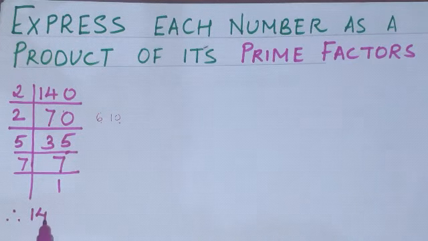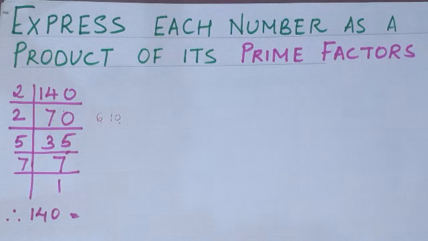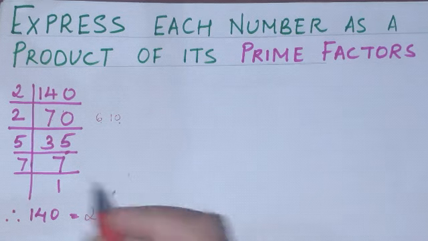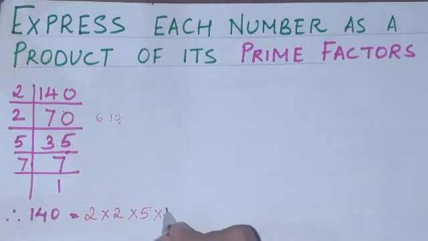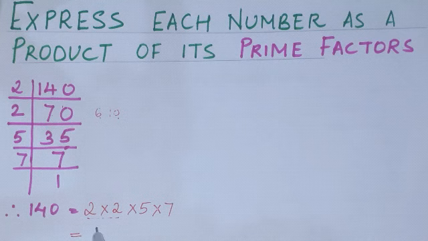Therefore 140 is equal to, we are going to write all these numbers, 2 multiplied by 2 multiplied by 5 multiplied by 7. And whichever numbers are present more than once, we are going to consider them as one number and give it a square. So this 2 is twice, right? So I'm going to write it only once and give it a square, into 5 into 7, because these are individual numbers. So this is the first problem.